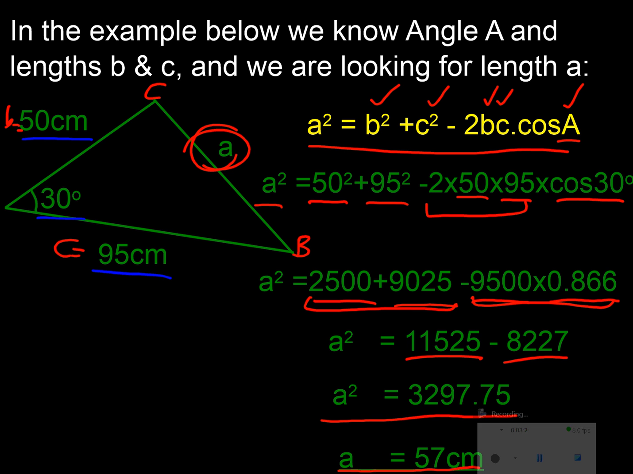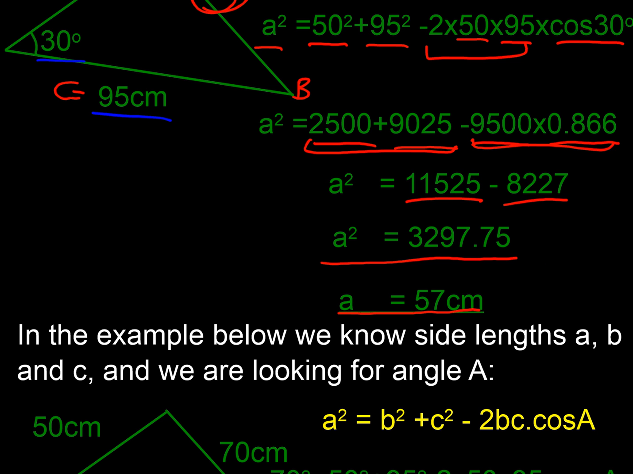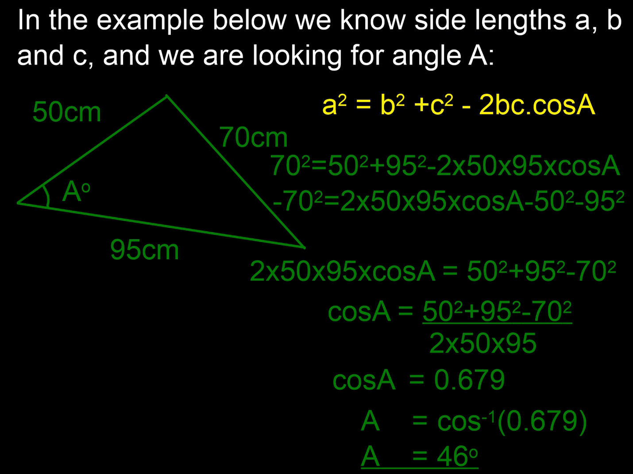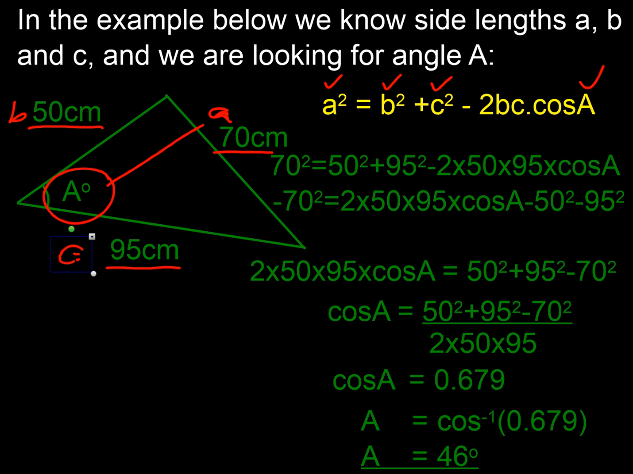So now let's go on and try another example where we're missing the angle. Here we're looking for that angle, but we know all three sides. So for our formula, if that's A, that's going to be little a. And the other sides can be little b and little c. It's important that we get those aligned in the right position. So here we know little a is 70, little b is 50, little c is 95, and we don't know that angle A. That's what we're going to find.